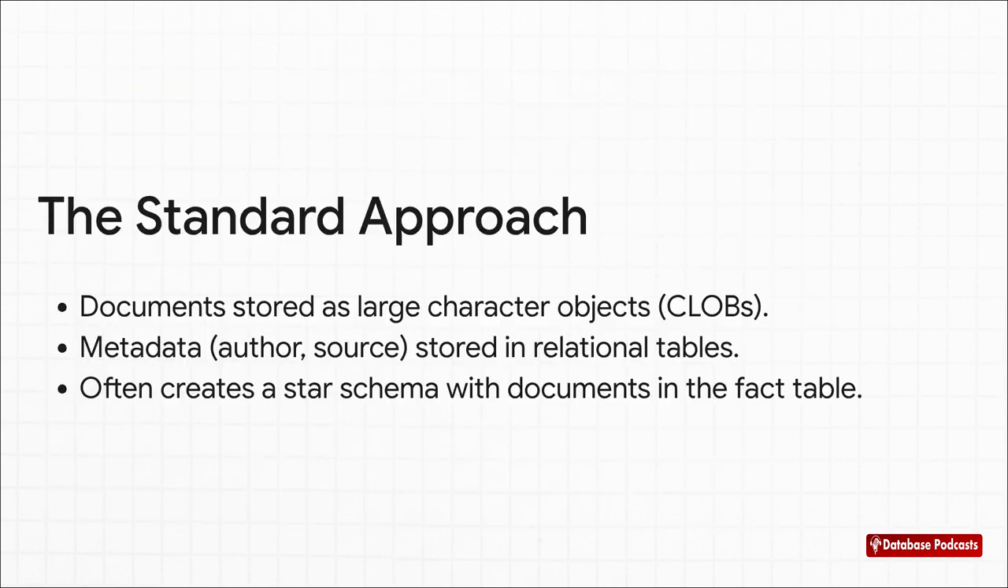The way this is usually set up will probably look familiar to you. To get text into a relational data warehouse, we typically just dump the whole document into a special field, a character large object, or a CLOB. Then, all the structured information about the document, the author, the date, the source, gets stored in your standard relational tables. What you end up with is a classic star schema, where the text itself sits in the fact table, and all that metadata populates your dimension tables.